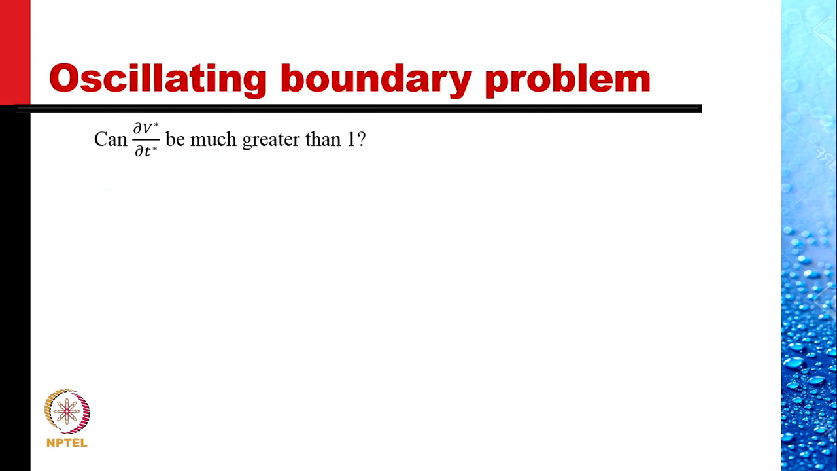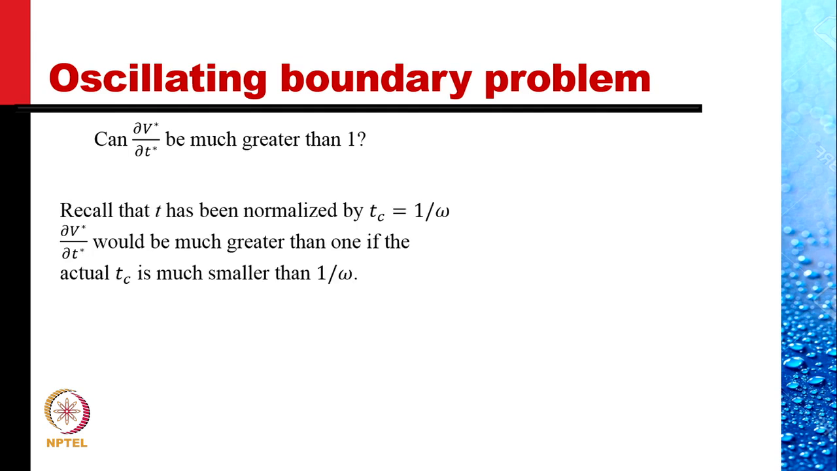So, we said that either del v star by del t star is much greater than 1, or del square v star by del y star square is much less than 1. Can del v star by del t star be much greater than 1? Recall that t has been normalized by Tc, the characteristic time, which is 1 over omega. Del v star by del t star would be much greater than 1 if the actual Tc is much smaller than 1 over omega.